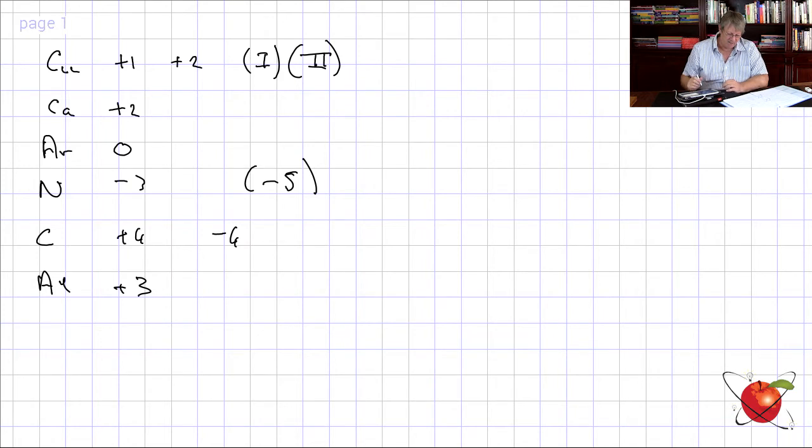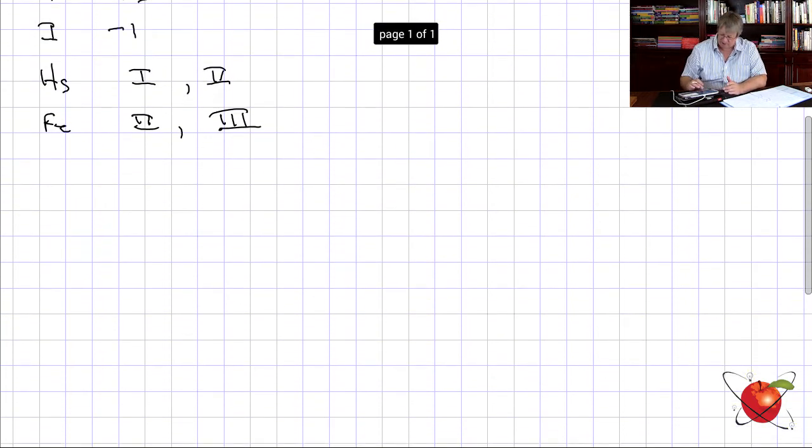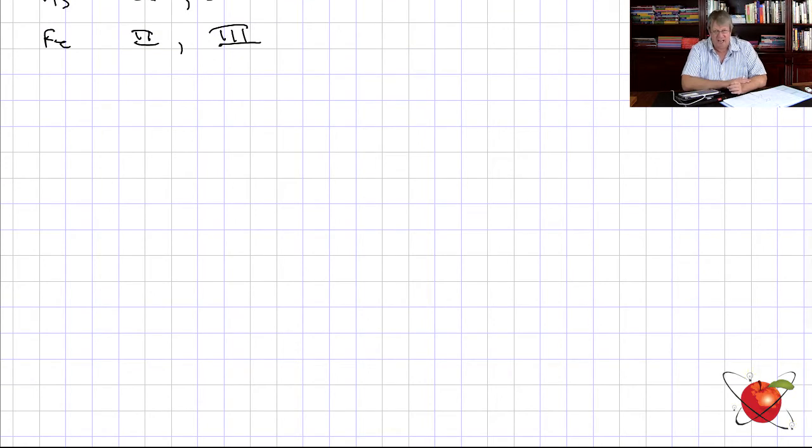Then we've got iodine, which is minus 1. Mercury, it's a 1, 2. And iron, the last one, is a 2 or a 3. Those are the ones that unfortunately you've got to learn by rote. The others you can obviously work out from the periodic table. As I said, always go back to the periodic table. That's the way to do it.